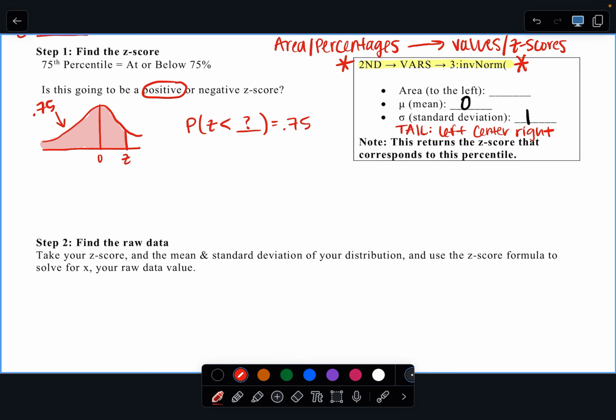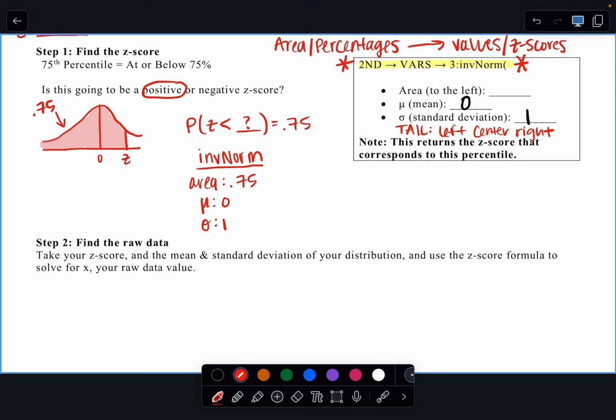Okay, so I'm going to do inverse norm, and luckily all of the things we really use end up being in the same menu. So you're still going to second vars. It's just this time you're going to option 3, and the area you're going to enter is 0.75. If you only type in 75 as a whole number, it is going to give you an error. It has to be a proportion of 1. So 0.75, 0.50, 0.02. It has to be a decimal. Mean of 0, standard deviation of 1.